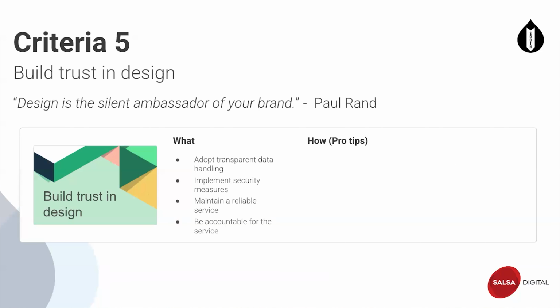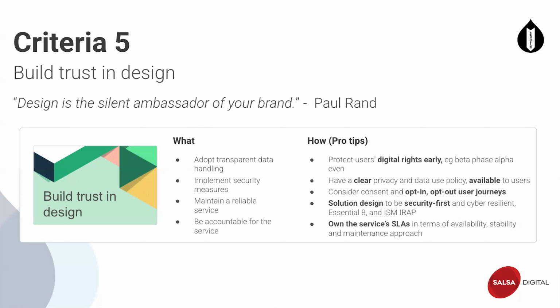Criteria number 5 in the standard is build trust in the design. And in the standard, we'll see things like adopt transparent data handling, maintain a reliable service. And again, how would we practically do this? One thing that I've seen and just thought through is, a user's digital rights are not only a production thing. When we talk about making alpha concepts or beta releases, often we show real data and representative data, and we just have to consider users' digital rights in those processes.